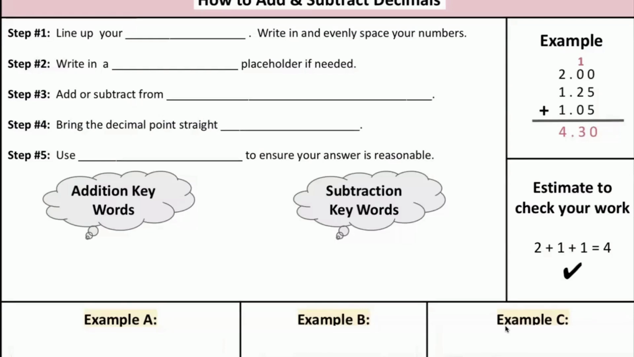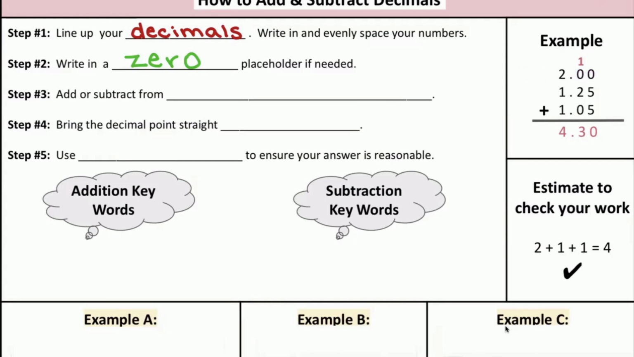Make sure you're writing with me. Our first step in adding and subtracting decimals is to line up your decimals and write them in evenly. A good rule of thumb is to space each number and have 1 pinky's worth of space between each number. You can see on our notes that we have a little example of spreading out our numbers and decimals evenly. Step number 2, write in a 0 placeholder if needed. You can see in this example, originally we were just adding 2, but to keep our decimals lined up, I added in 2 0 placeholders to make sure everything was super neat and organized.